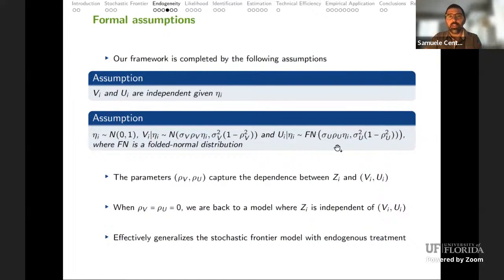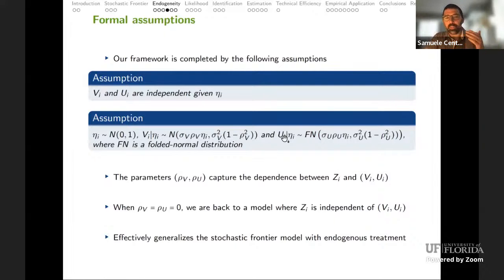But what you can see here, that I think is very nice, and it's in the standard models which control for endogeneity, is that you have two parameters, rho_u and rho_v. These two parameters control the dependence between the treatment and the unobservable components. So if these two parameters are equal to 0, then you are back to the standard stochastic frontier model in which these two terms are independent of the treatment. So from the point of view of the practitioner, you can test whether that dependence is actually playing any role or not. And so we see this effectively as a generalization of that particular model. So we estimate this model, and we can test whether the other model holds true or not.